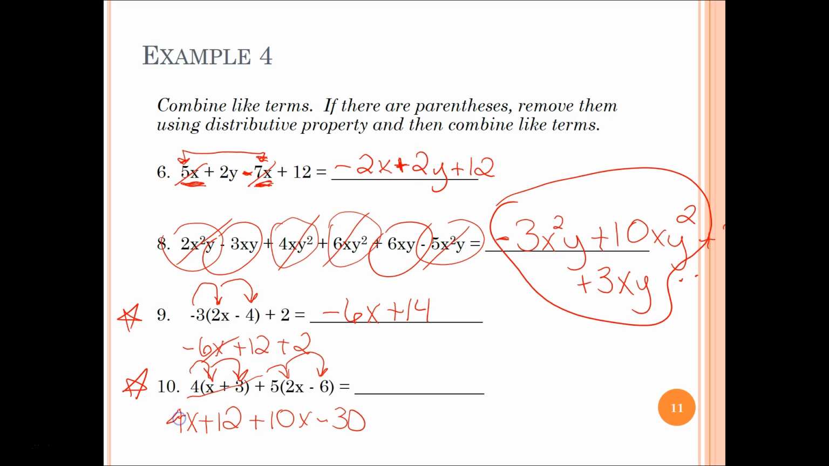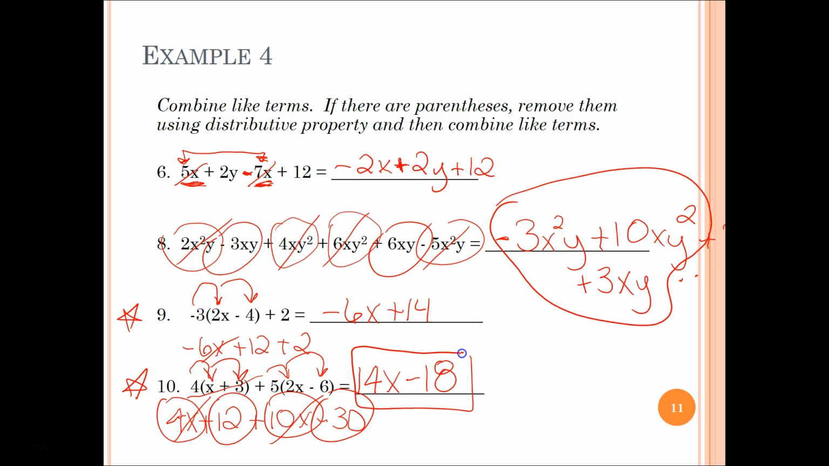So now what we're going to do is put our pieces together. We've got 4x plus 10x, which is 14x. Okay, those like terms are all set. Now we have 12 minus 30, which is a negative 18. And there we have it.